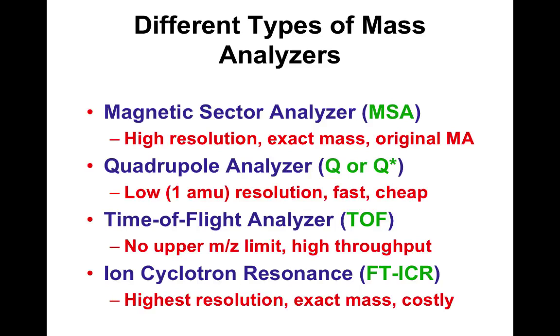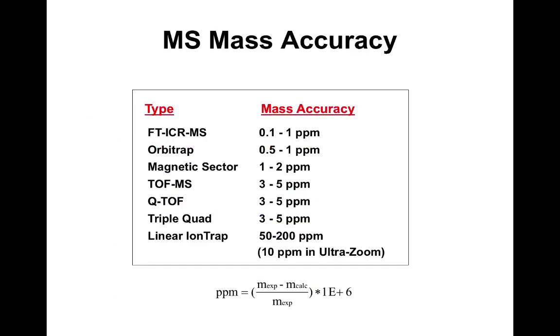Some of the higher resolution mass analyzers are the time of flight. They're relatively high throughput. And then there are things like the Orbitrap and FTICR, which offer the highest resolution and are generally the most expensive ones.